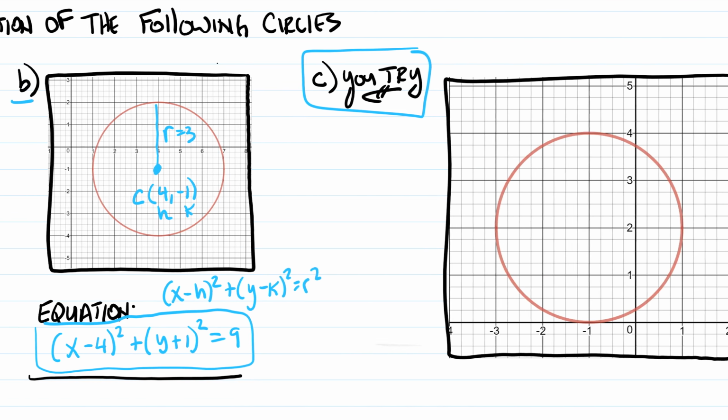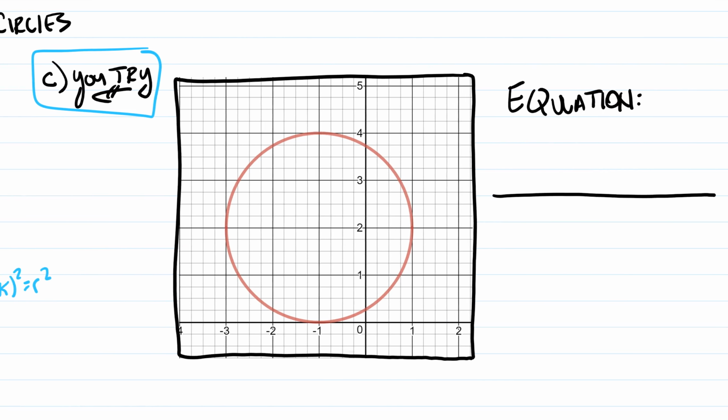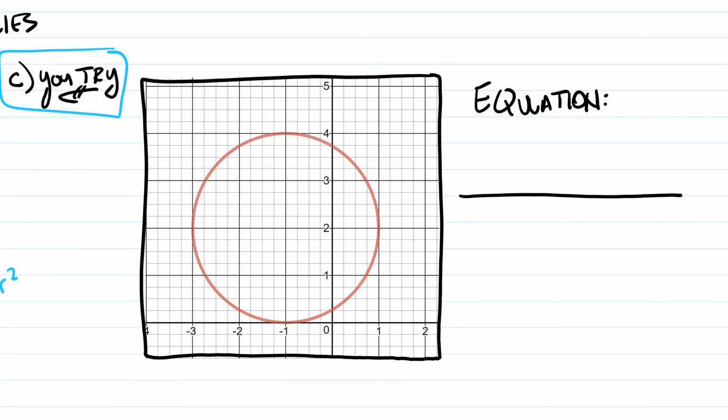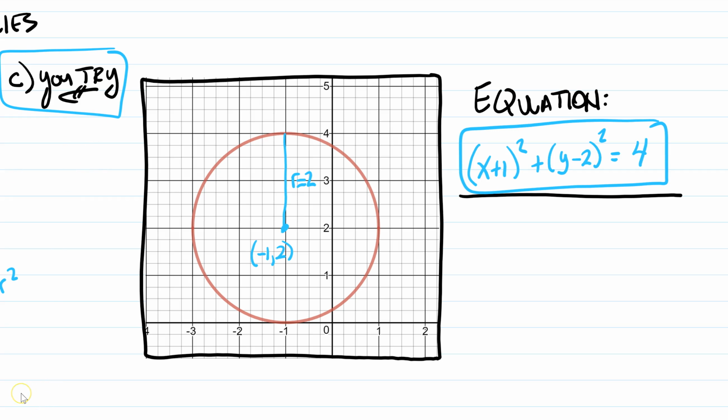And part C is going to be the U try, okay? So here you go. I'm going to move this over. And I want you guys to do the exact same thing that I just did here. Find the equation for this circle given to you right here. Okay, hopefully you got the right answer of x plus 1 squared plus the quantity of y minus 2 squared is equal to 4. So the first thing I did was I found my center, which was located at -1, 2. I found my radius, which is equal to 2, and then I plugged into the equation x minus h squared plus y minus k squared is equal to r squared. Okay, hopefully that makes some sense to you.